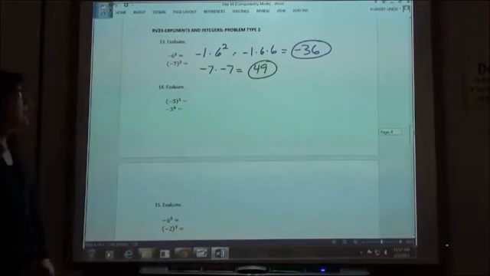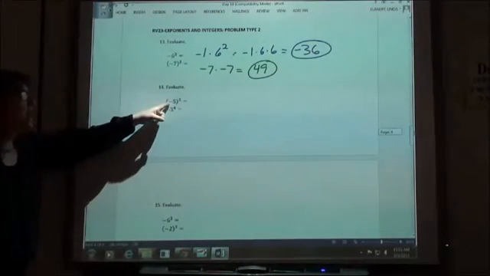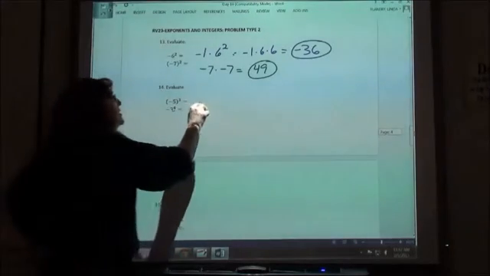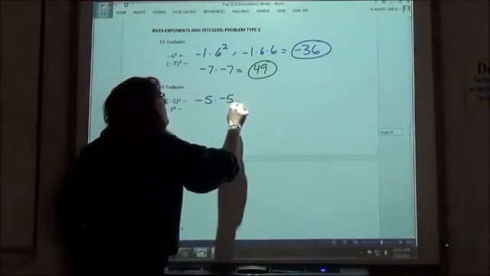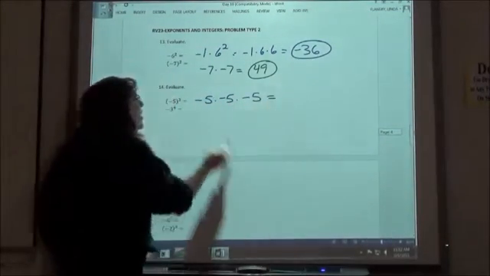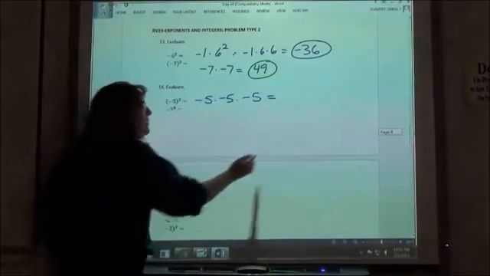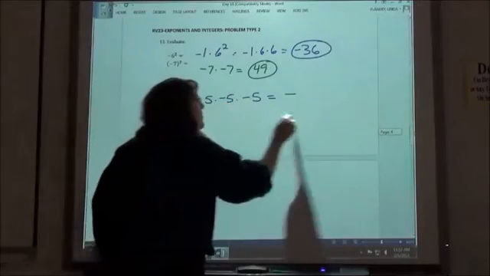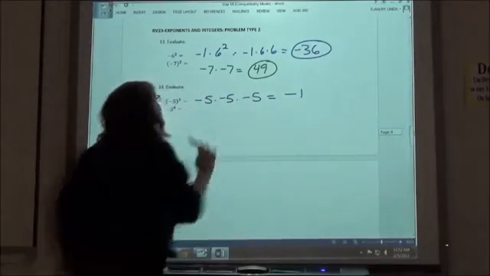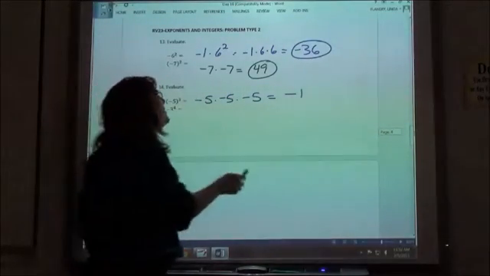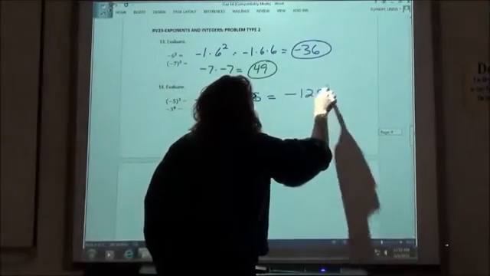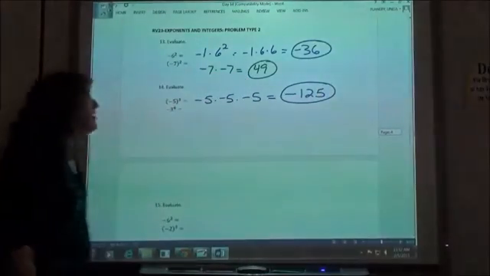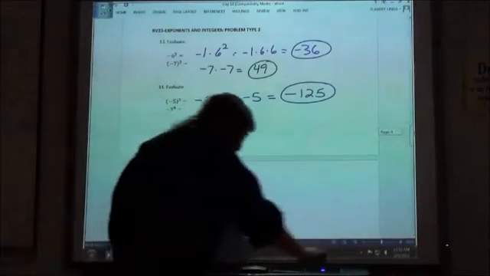Number 14, if I'm doing negative 5 to the third, the negative is in the parentheses. It means negative 5 times negative 5 times negative 5. 1, 2, 3 negatives. It's going to be negative. 5 times 5 is 25, and 25 times 5 is 125. So negative 125 should be my answer.